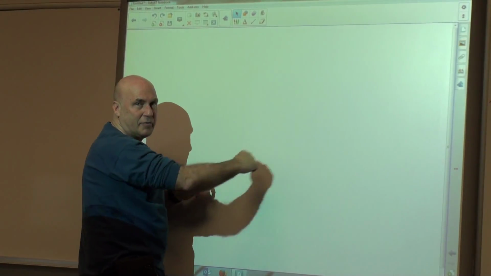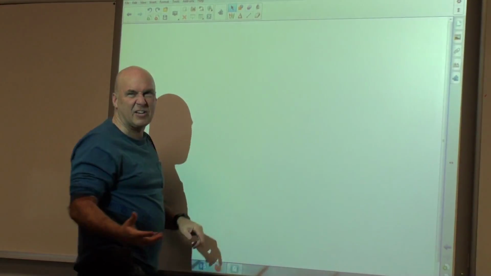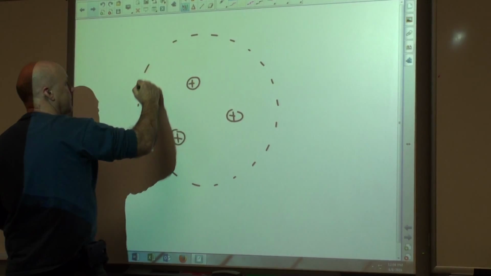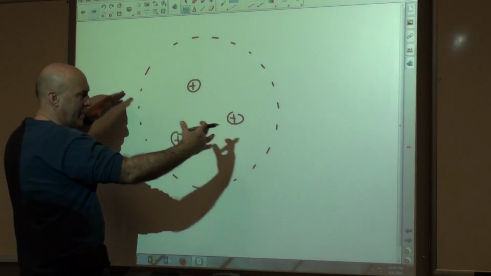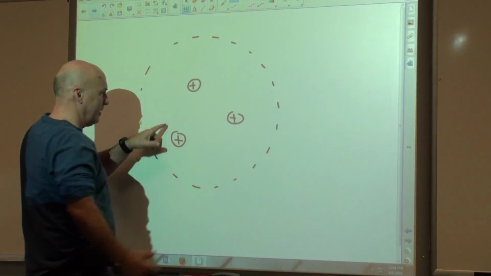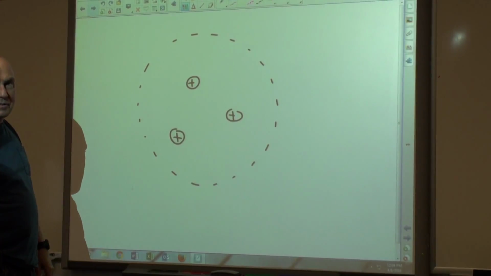Other times, you just have to do superposition, which means add a bunch of vectors together, and oh my goodness, if you have five charges up here, and you want to know the E field here, you have to find the E field from one, the E field from the other, the E field from the other, and vectorially add them together.